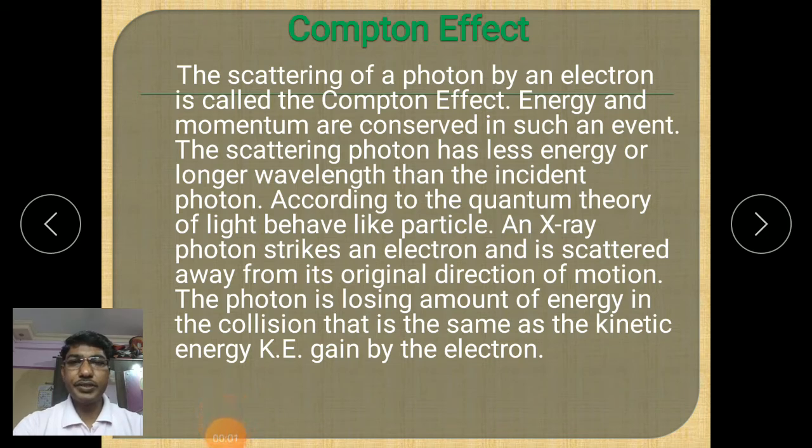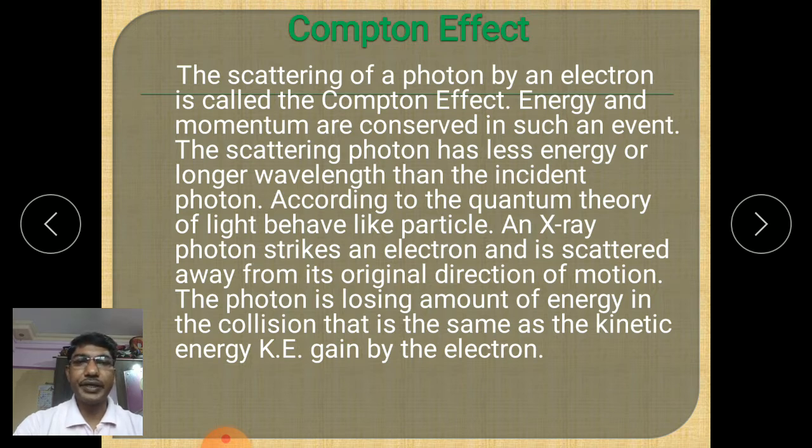Hello friends, in this session I am going to explain Compton effect. Compton effect was an experiment conducted by Compton in 1921 that confirmed quantum theory of light. The scattering of a photon by an electron is called Compton effect.